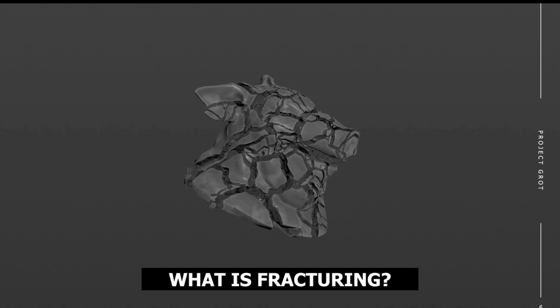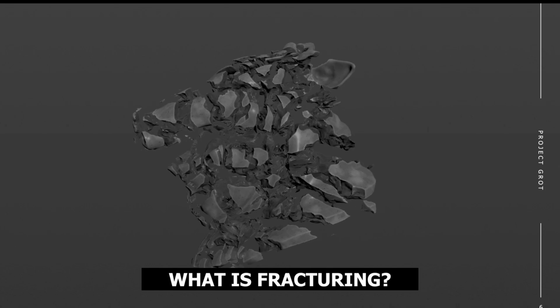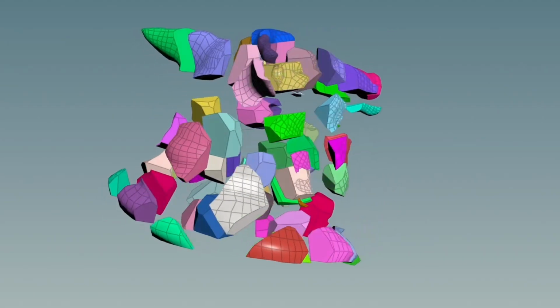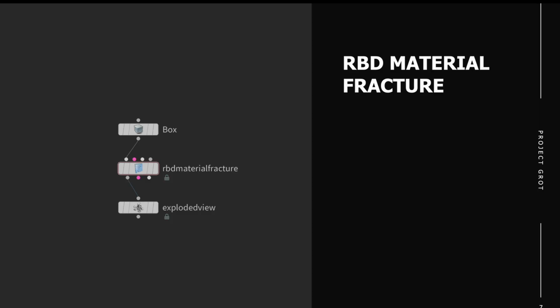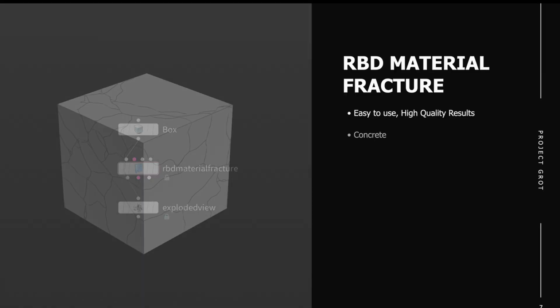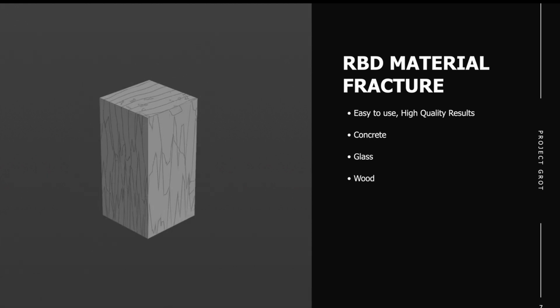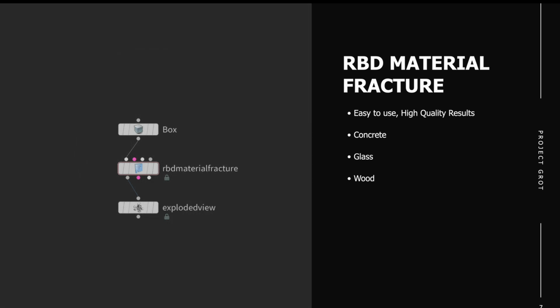So what is fracturing? Simply put, you take a shape and then you break it into pieces. The amount and shape of these pieces is up to you, but some common use cases are breaking things to make them look like concrete, glass, or wood. Luckily, there is already a tool from SideFX called RBD Material Fracture that does the job. So here's what it looks like with the concrete settings, the glass settings, and with wood. This is the way to fracture things if you're not looking for something too complicated.